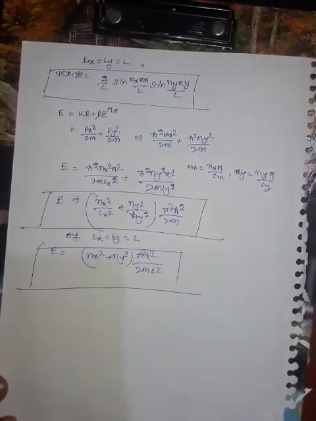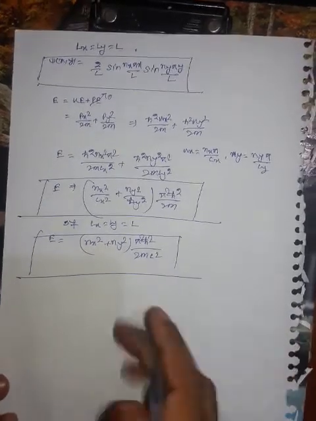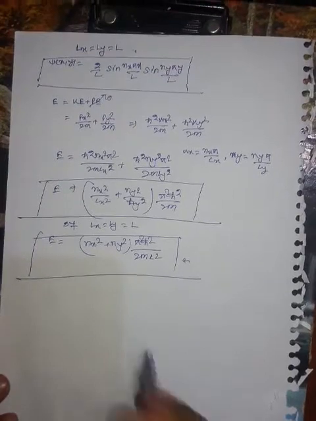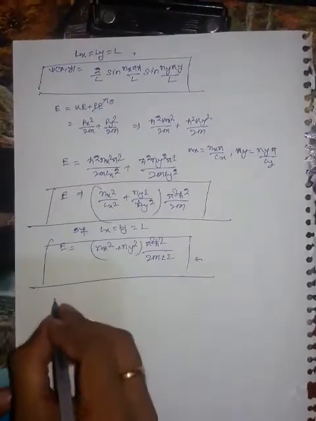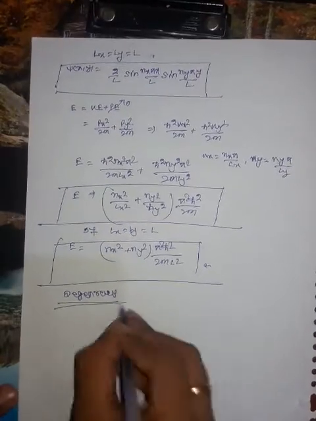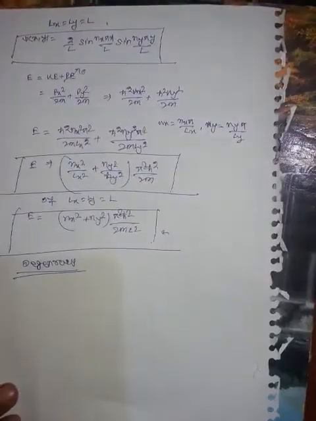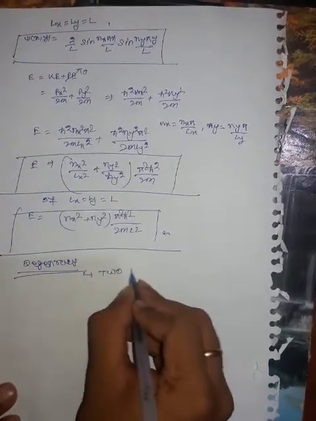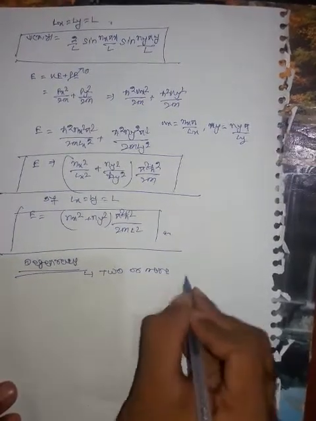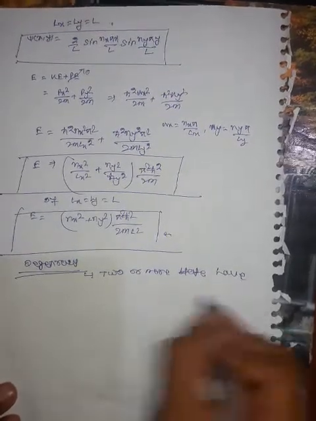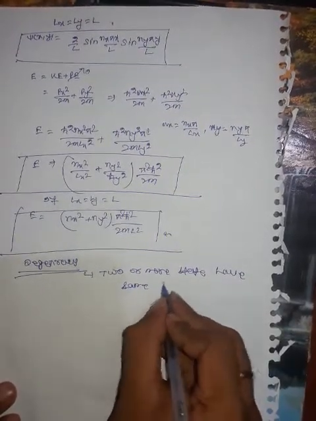And also from the energy we can find the degeneracy in the 2D box. What is the meaning of degeneracy? Degeneracy means two or more states have the same energy.